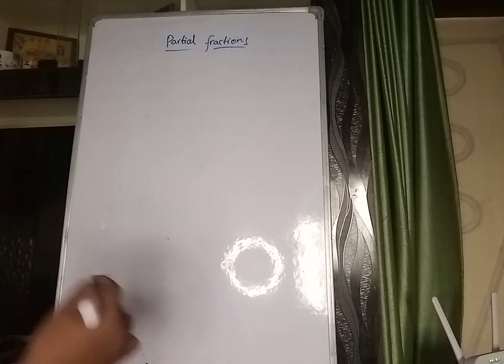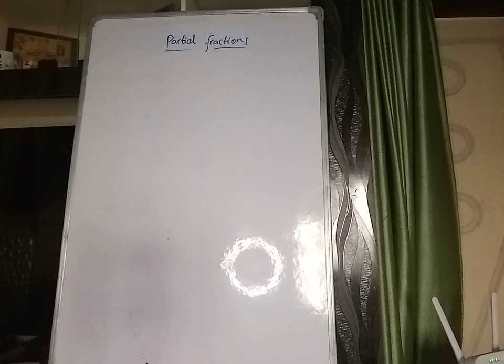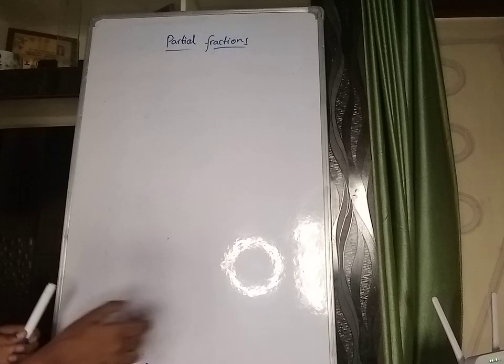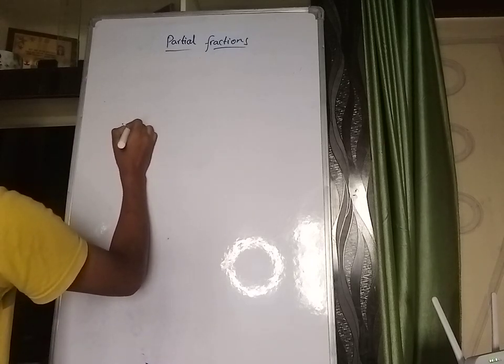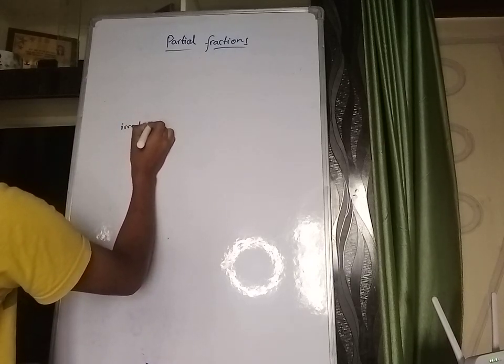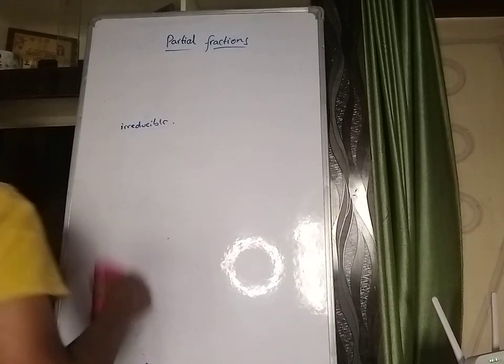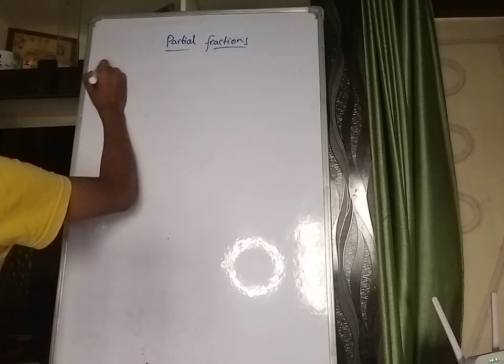So they meant that a proper fraction is expressed as a sum of two or more proper fractions, where the denominators are the powers which are irreducible. Okay, then each proper fraction is called a partial fraction. Now let's discuss partial fraction rules.